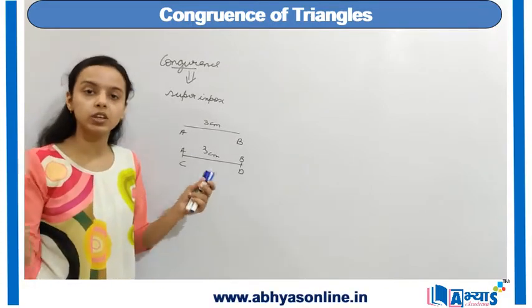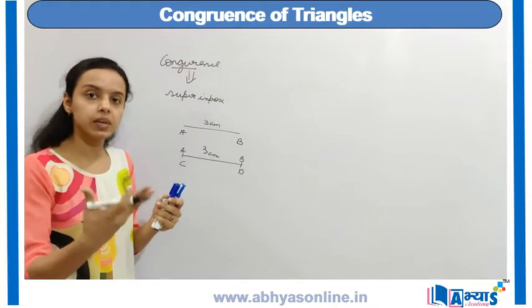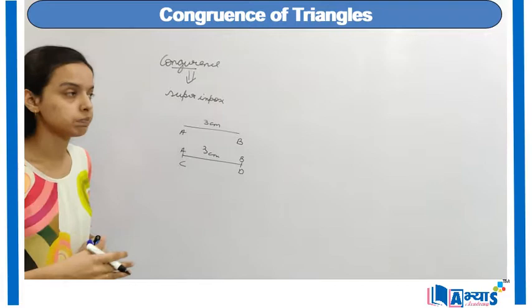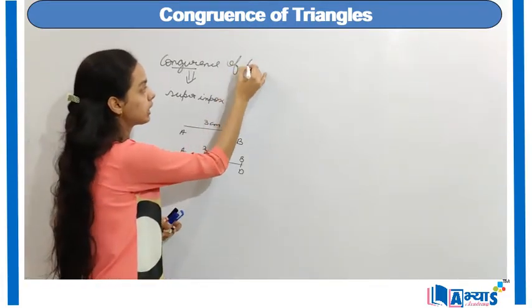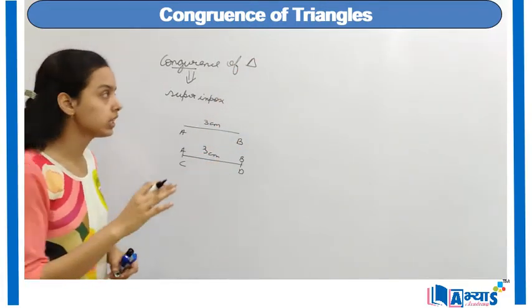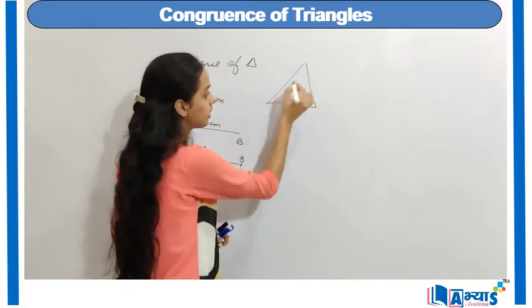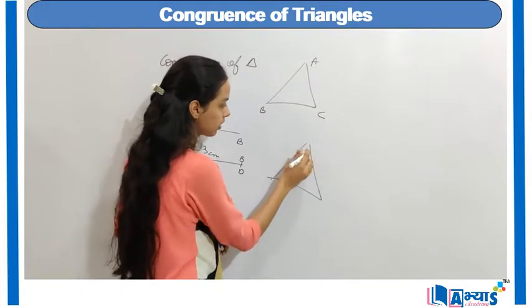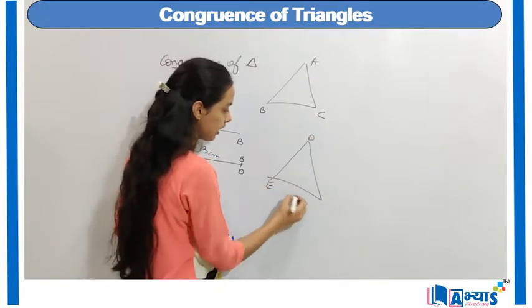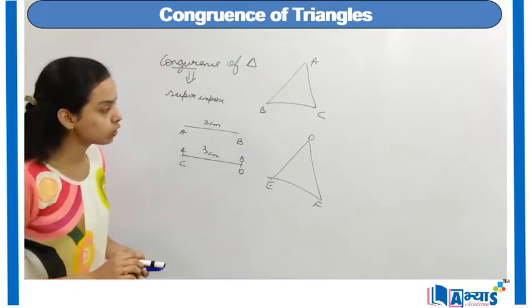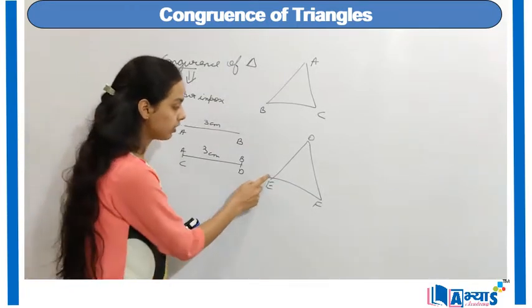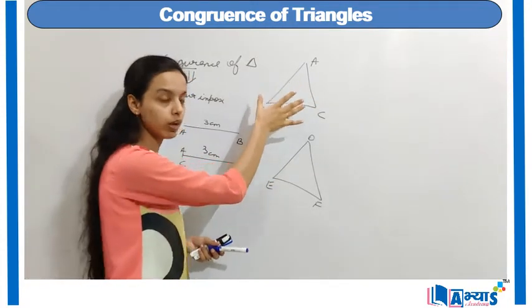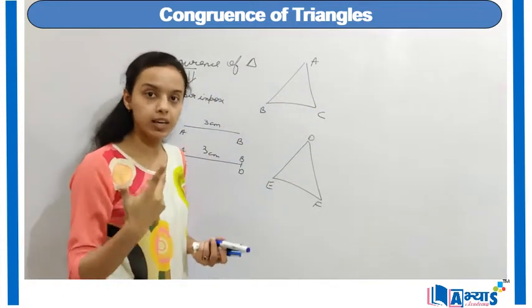So when two objects superimpose on one another and it appears that there is only one object, that is referred to as congruent figures. Now if we talk about the concept of congruence of triangles, I have two triangles, that is A, B and C, and the other triangle is D, E and F. If these two triangles are congruent, then this triangle will superimpose on this one and both of them will appear to be exactly one.